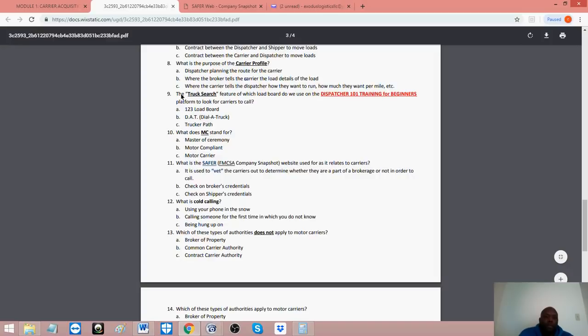Number 9, the truck search feature of which load board do we use on the Dispatcher 101 training for beginners? 1, 2, 3 load board, DAT, which is dial a truck, or Trucker's Path. And everybody's saying C. It is C.